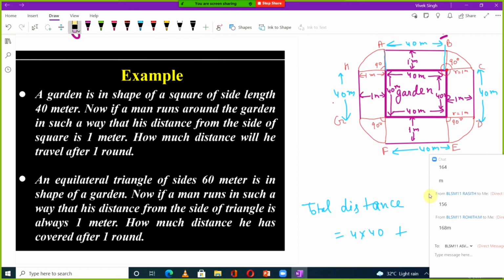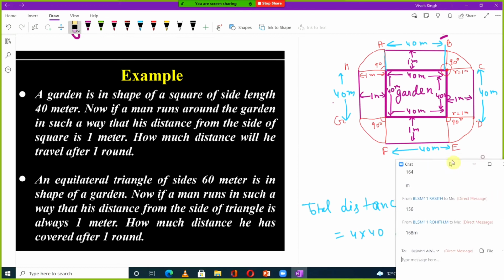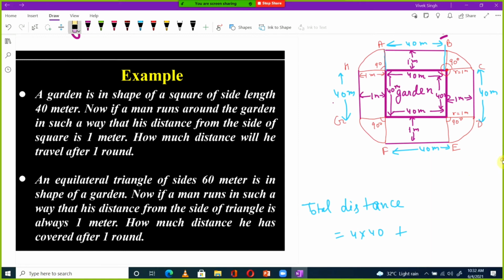What will be the perimeter of the circle? Can you tell me? 2 pi r. It means you have to move 2 pi r distance extra. So you have to add plus 2 pi r. So substitute here. It will be 160 plus, what is your r value? Radius is 1. So it will become 2 pi meter. This will be your answer. Is this clear? Does anybody have any doubt in this? Please let me know. So your total distance will be 160 plus 2 pi meter.